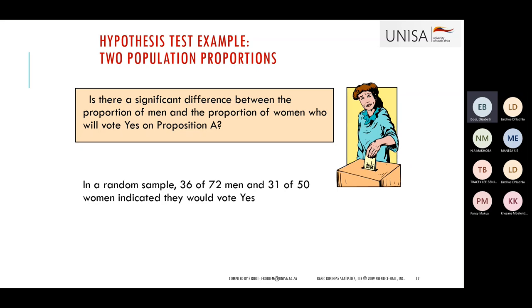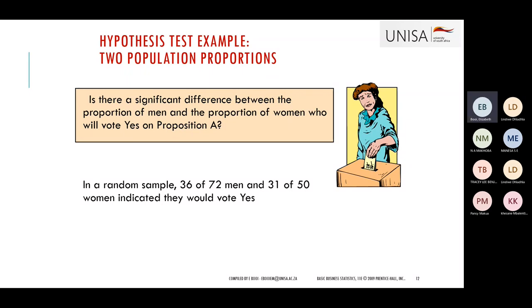So they will not just give you the statement, they give you some facts to help you answer that question. In a random sample, here they give us the sample: 36 out of 72 for men and 31 out of 50 for women. They voted yes. So 36 of the men voted yes and 31 of the women voted yes.